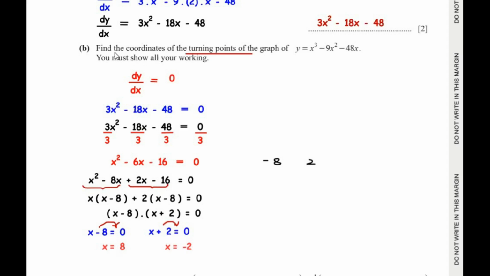Now here, since we need to find out the coordinates of turning point, we have to find out the x coordinates as well as y coordinates.